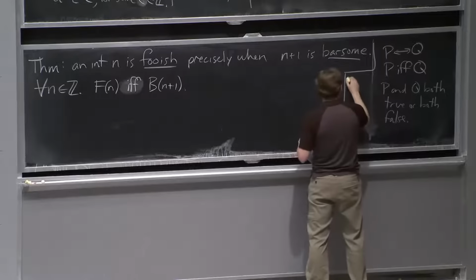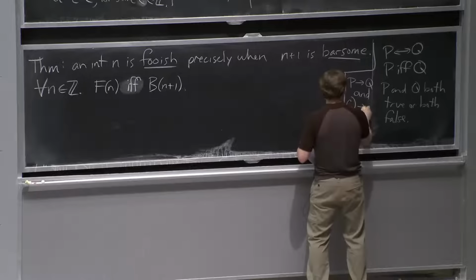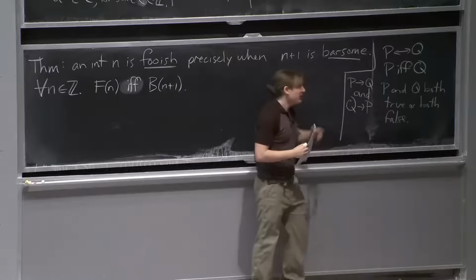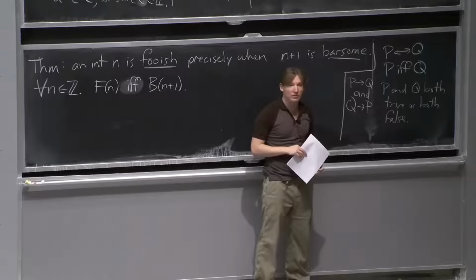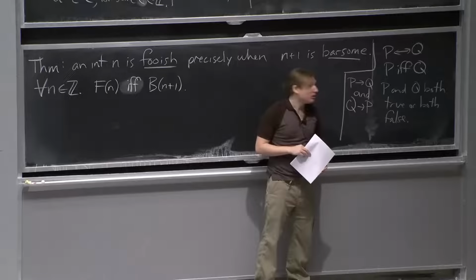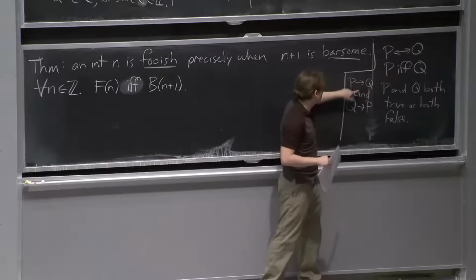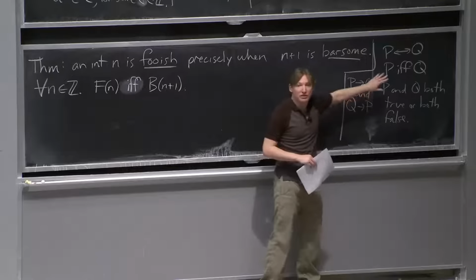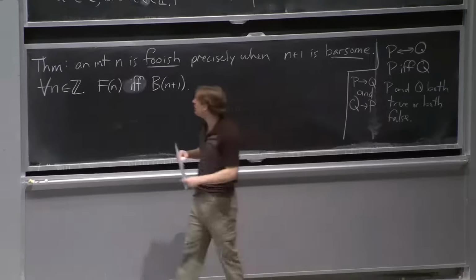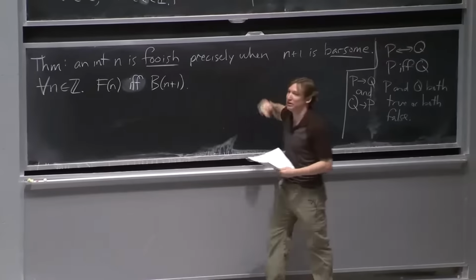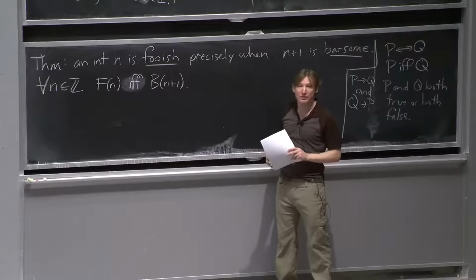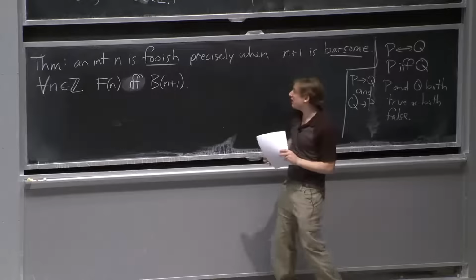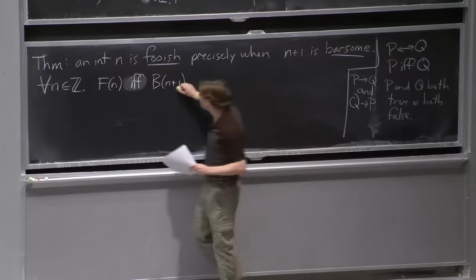this can be defined as P implies Q and Q implies P. If P is true, then Q is true, and if Q is true, then P is true. All right? And this, if and only if, implies in both directions. This concept is what we mean when we say precisely when. These are true or false together. Sound good? OK. So we have our theorem.